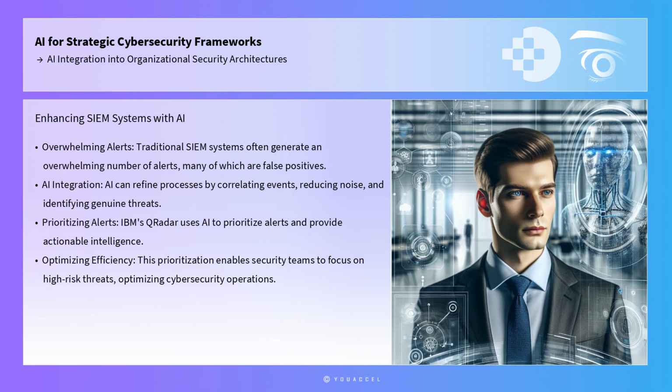Moreover, AI can enhance the capabilities of security information and event management systems. Traditional SIEM systems aggregate and analyze security data, but they often generate an overwhelming number of alerts, many of which are false positives. AI integration can refine this process by correlating events across multiple data sources, reducing noise, and identifying genuine threats. IBM's QRadar, for example, incorporates AI to prioritize alerts and provide actionable intelligence, thus enabling security teams to focus on high-risk threats. This prioritization is instrumental in optimizing the efficiency of cybersecurity operations.